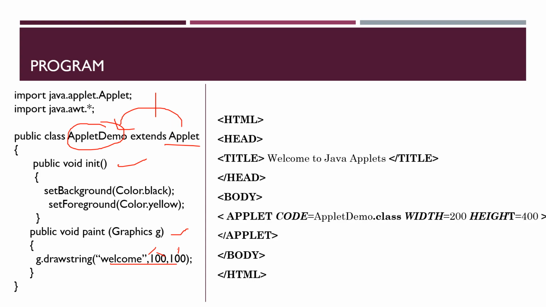We start the basic HTML structure with the html tag, head tag, title, and body tag. The most important part is the applet tag. This tells the browser to load the compiled AppletDemo class file, and display it in a 200 by 400 pixel applet window. So the height and width of the applet window have been specified.